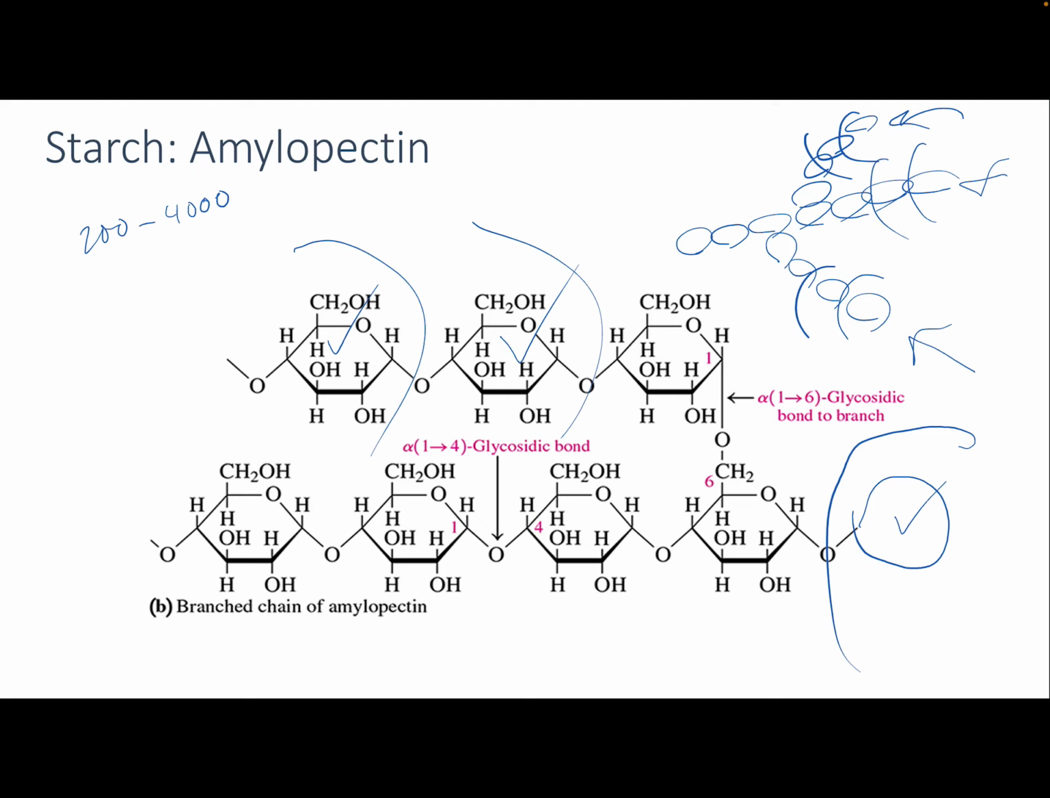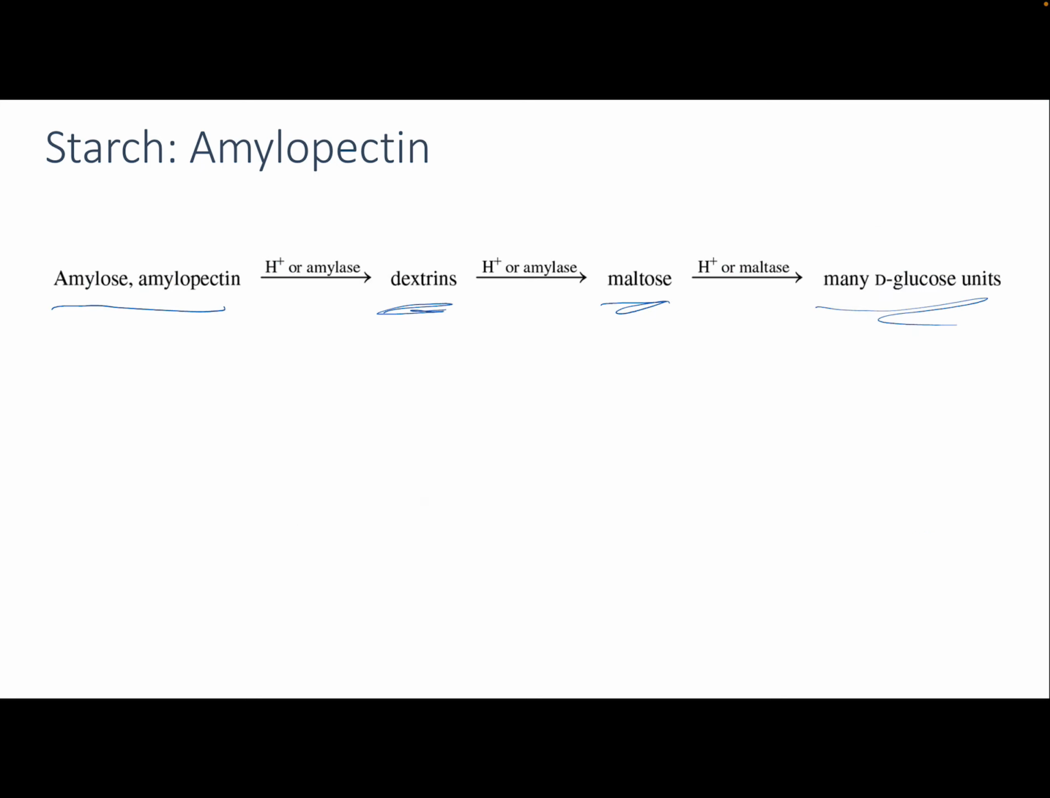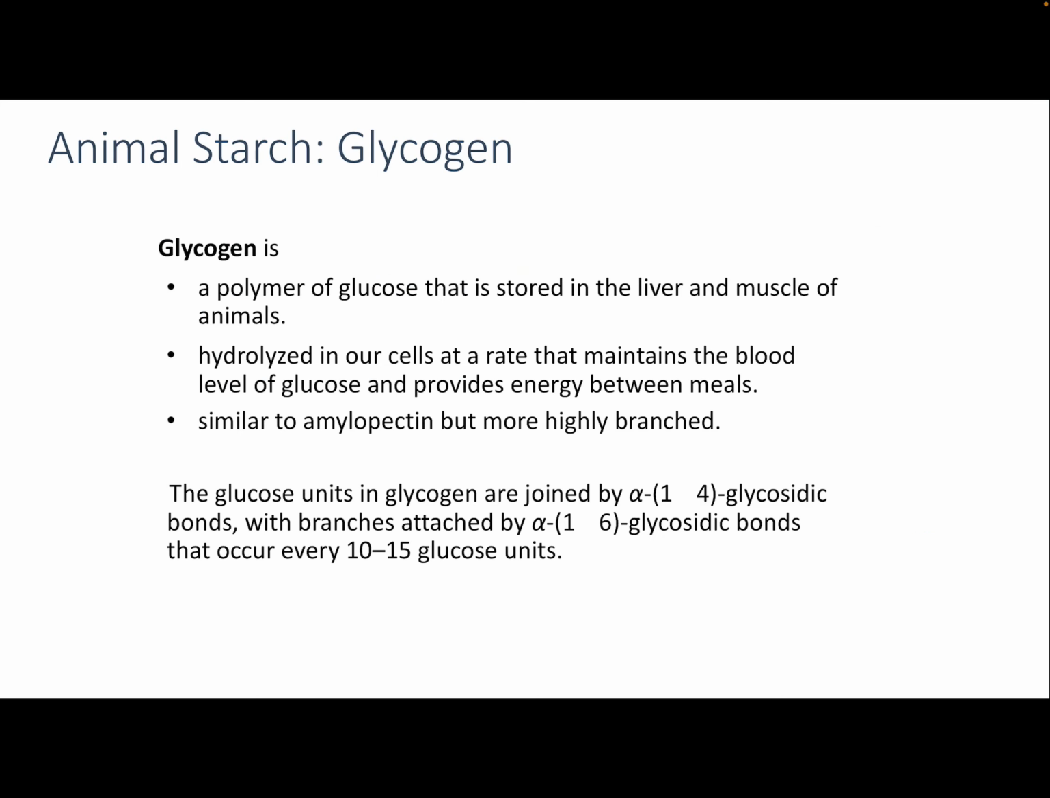So that brings me to humans. So humans use glycogen. It's basically just amylopectin. It's a polymer of glucose that we store in the liver and the muscle. It can be hydrolyzed in our cells that maintains levels of glucose that we need. Of course, we can burn through it all in about a day. It's just more highly branched than amylopectin.